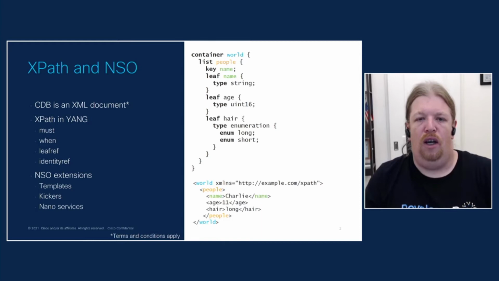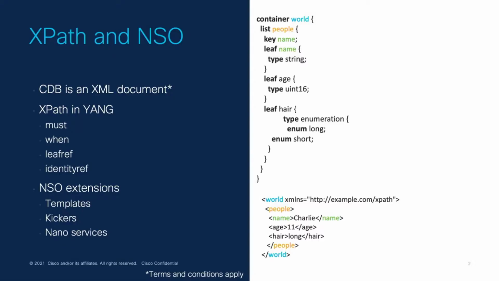In Yang, we standardized XPath in a number of different places. We have must expressions, which express what must hold true in the database. We have when expressions that tell you when you're allowed to show a certain leaf. And we have leaf refs and identity refs. They are both limited forms of XPath used to reference nodes inside of the tree.